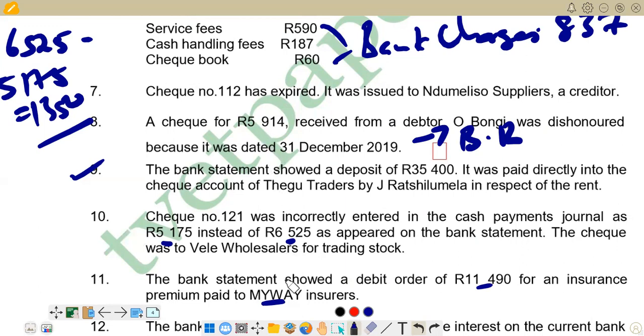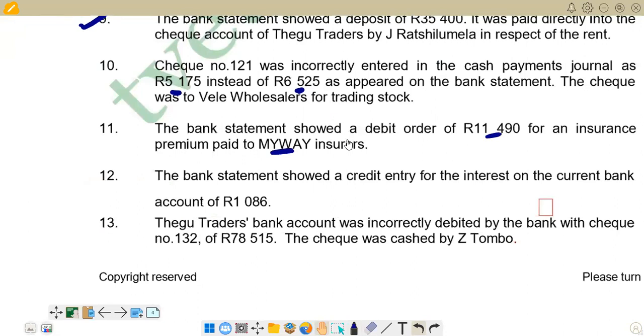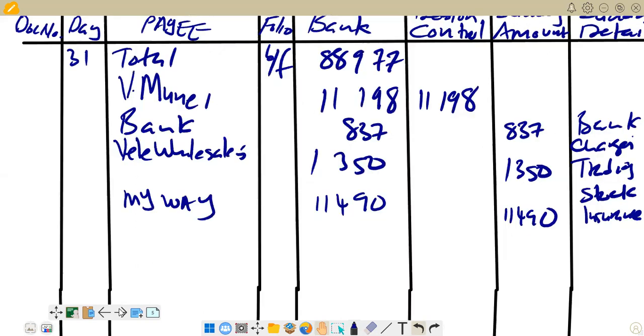After that one, we are going to item 4, which reads the bank statement shows the credit entry for the interest on the current bank account of 1,086. So what does it mean? This interest on the current account means it's interest that is being received. So it's interest income. So it's going to the cash receipt journal. And then on the details, we're going to write bank. So we can go there and go to the cash receipt journal.